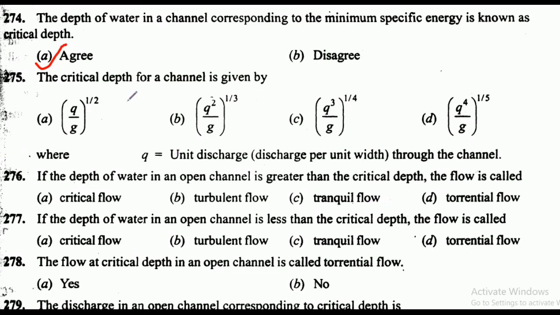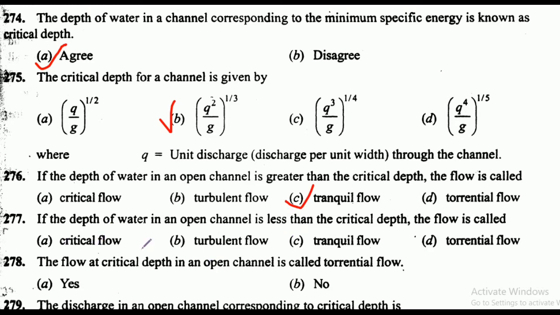Next is the critical depth for a channel is given by. Here friends, these are the options, where small q is equal to unit discharge per unit width through the channel. So here friends, correct answer is option B, that is (q squared upon g) raised to 1 by 3. Next is question number 276. If the depth of water in an open channel is greater than the critical depth, the flow is called. Options are critical flow, turbulent flow, tranquil flow, torrential flow. So here friends, correct answer is option C, that is tranquil flow.